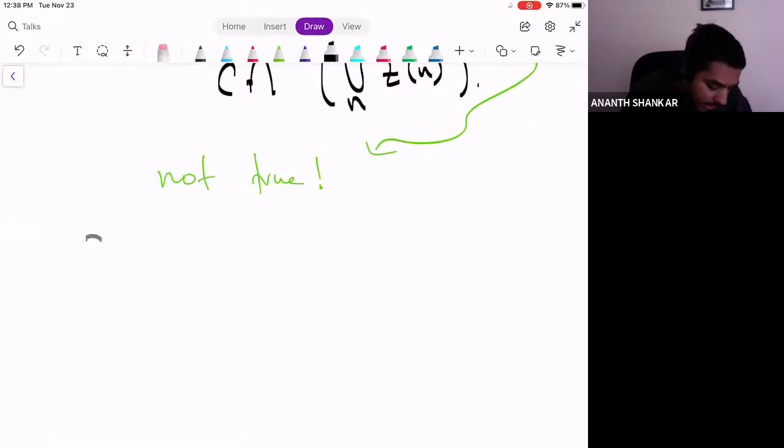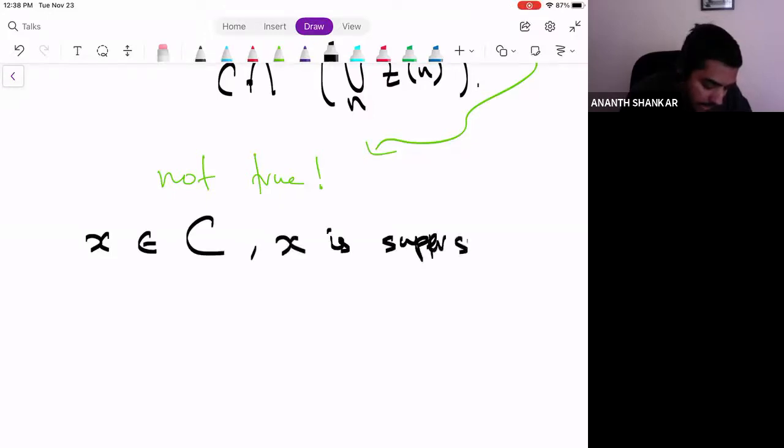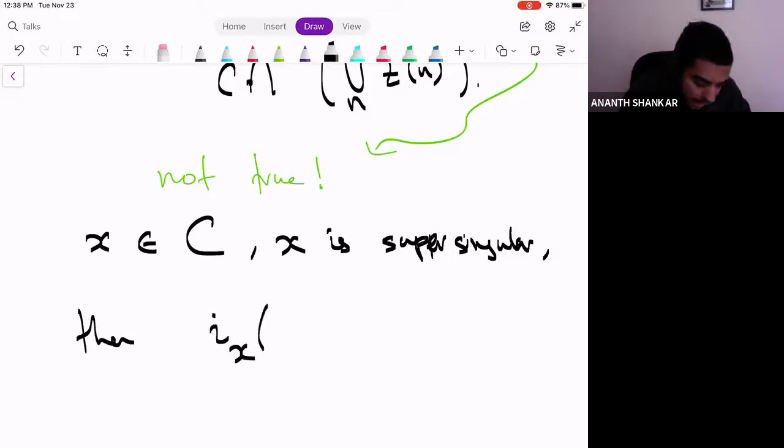So if you take a supersingular point on your curve, if it parameterizes a supersingular K3 surface, then it ends up happening that the local intersection multiplicity at this point of your curve intersected with your special divisor has the same order of magnitude.